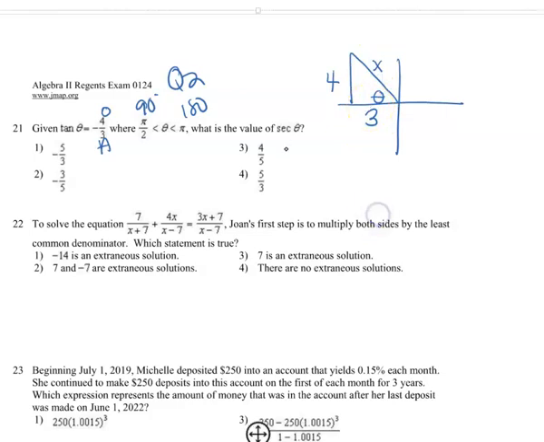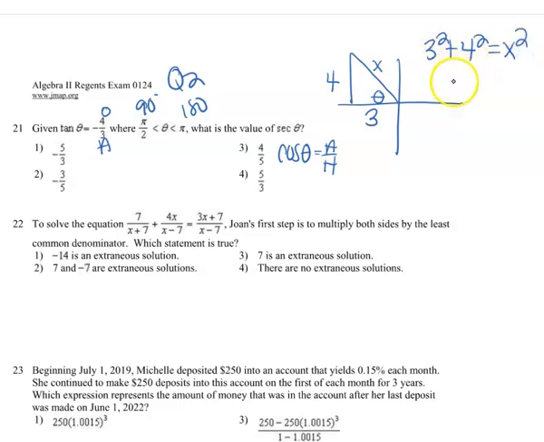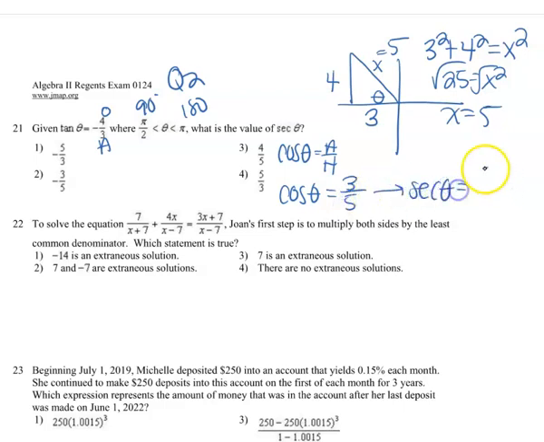Secant is the reciprocal of cosine, which is adjacent over hypotenuse. Ultimately, I need the hypotenuse. So if I do a quick little Pythagorean theorem, that is 9 plus 16, which is 25. So x is 5. This is also known as a 3, 4, 5 right triangle, aka a Pythagorean triple. So cosine of theta would be adjacent over hypotenuse, which would be 3 over 5, which means that secant of theta would be 5 over 3.